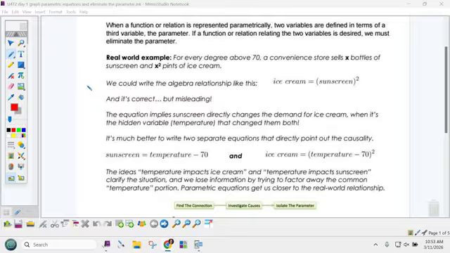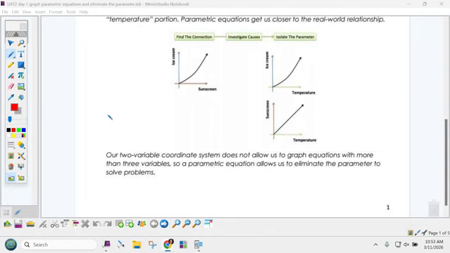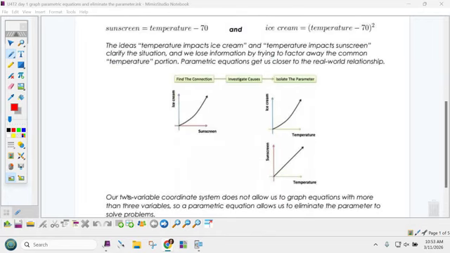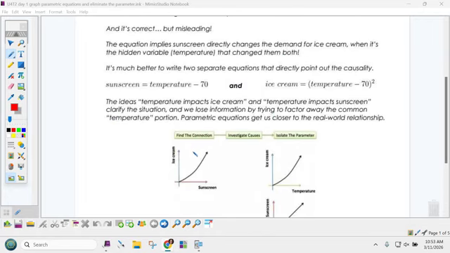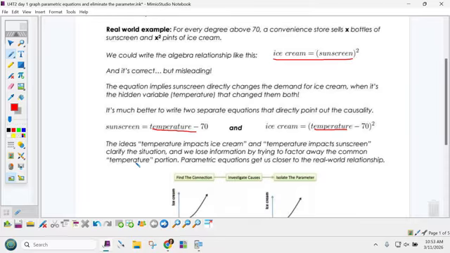So it's better if we include input of temperature to get output of sunscreen and input of temperature to get output of ice cream. So just having 2 variables, ice cream and sunscreen, in this first example is not really helpful. But as soon as we introduce the input of temperature, that affects the sunscreen and the ice cream. We use T for the parameter, and most often it's time.